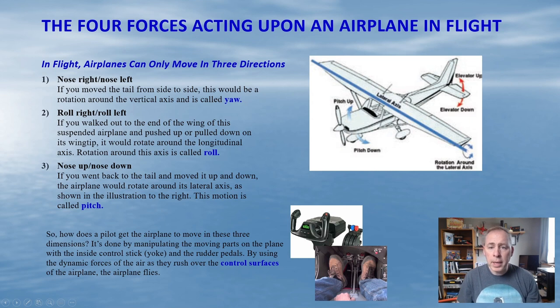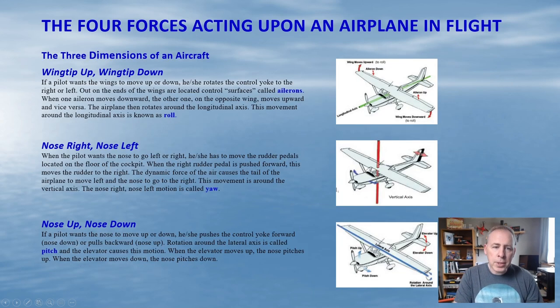So a pilot is able to control all three of these angles by manipulating the yoke, which we see here, by moving that in a direction, either forward or backwards, left or right. And the pedals or the rudder controls are being used left or right, back and forth, to move the nose as the pilot needs to maneuver the airplane in one of the three axes. So here's what that looks like practically from more of a visual standpoint.